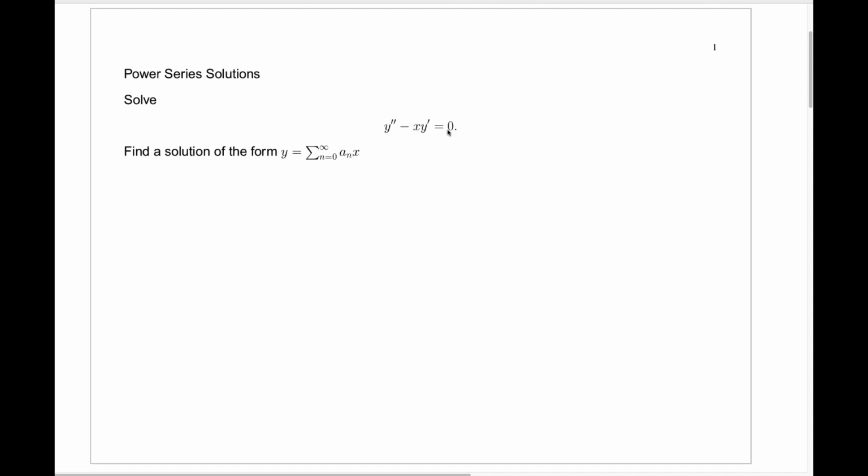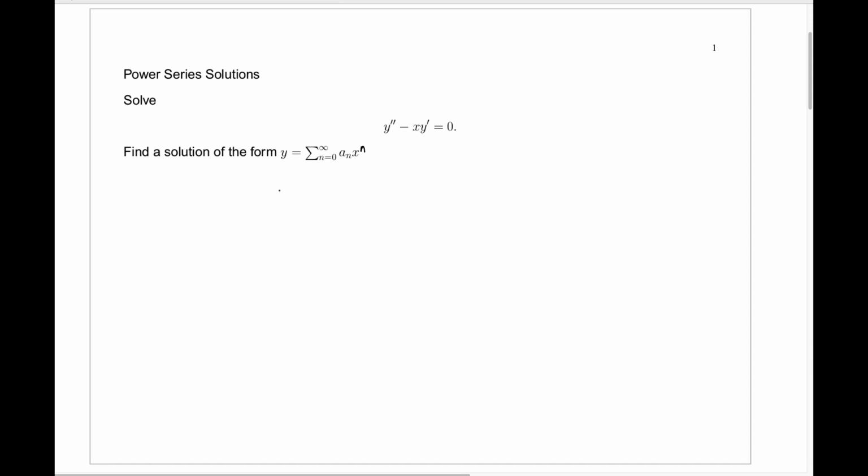Now we'll talk about this later, but even though it's not constant coefficient, you can solve this pretty easily without using power series. But I want us to run through the power series solution as a good exercise. So we're going to look for a solution of this form: y is the sum from n equals 0 to infinity of a sub n times x to the n. I wrote that incorrectly at first, so I'll fix that here.